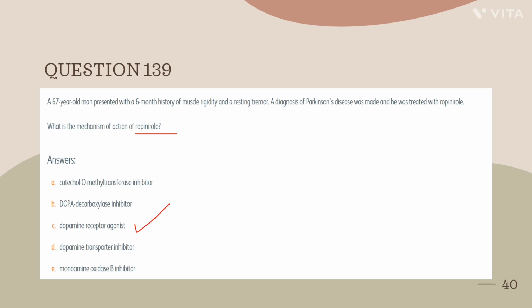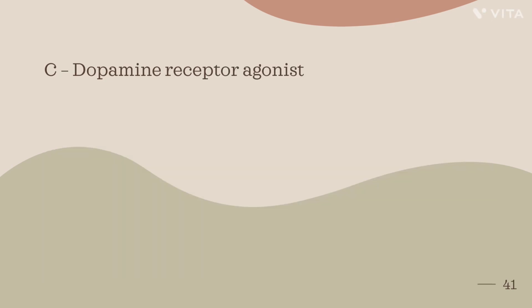Dopa decarboxylase inhibitor is carbidopa. Dopamine transporter inhibitor, one of the drugs that you use for obstructive sleep apnea, that is modafinil, comes under dopamine transporter inhibitor. MAO-B inhibitor or monoamine oxidase inhibitors are selegiline and rasagiline. So ropinirole is a dopamine receptor agonist. You also use it for restless leg syndrome.